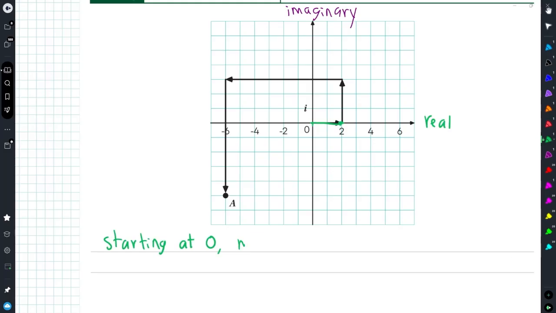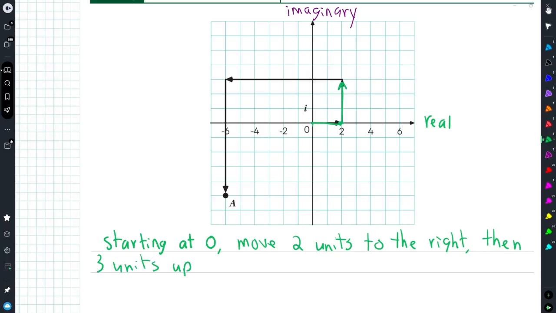2 units to the right. Then from there we're going 3 units up on the imaginary axis, and then we're going 1, 2, 3, 4, 5, 6, 7, 8 units to the left, and then down 8 units.